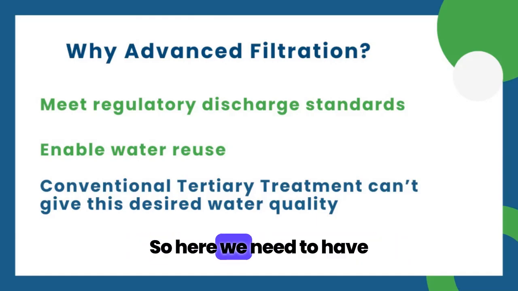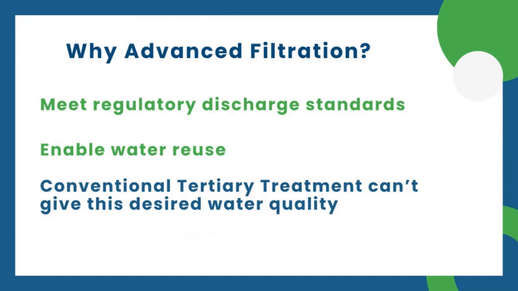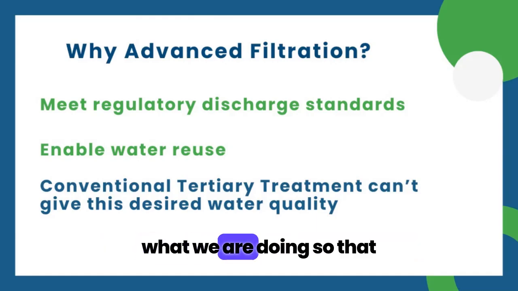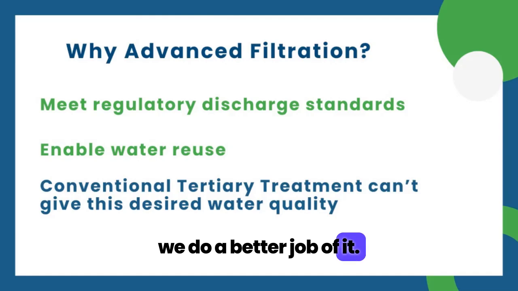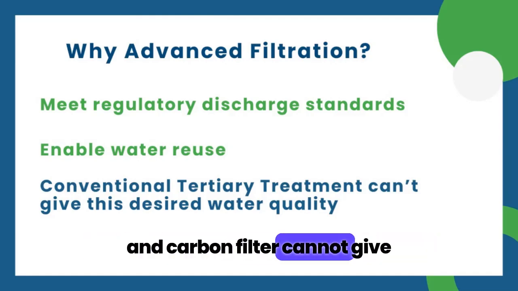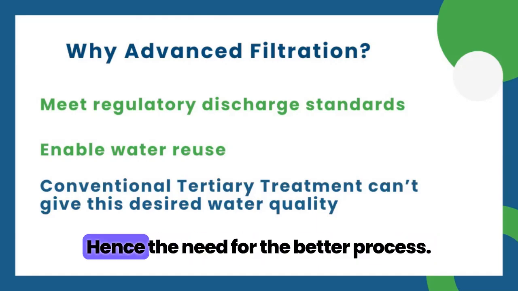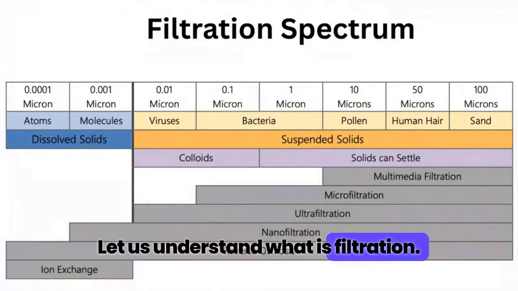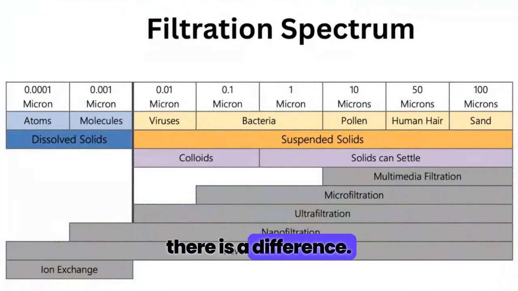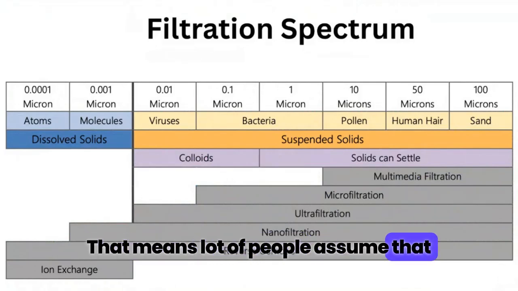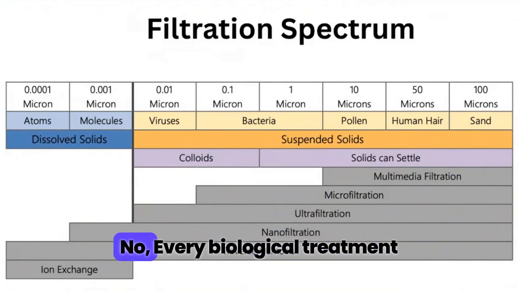So here we need to have this advanced filtration. There is no substitute for that. And we might as well understand what we are doing so that we do a better job of it. Conventional tertiary treatment comprising a sand filter and carbon filter cannot give you this kind of treated water. Hence, the need for a better process. The better process is, let us understand what filtration is. Please understand, there is a difference. MBR is not biological treatment. A lot of people assume that MBR and MBBR are replaceable words. No.